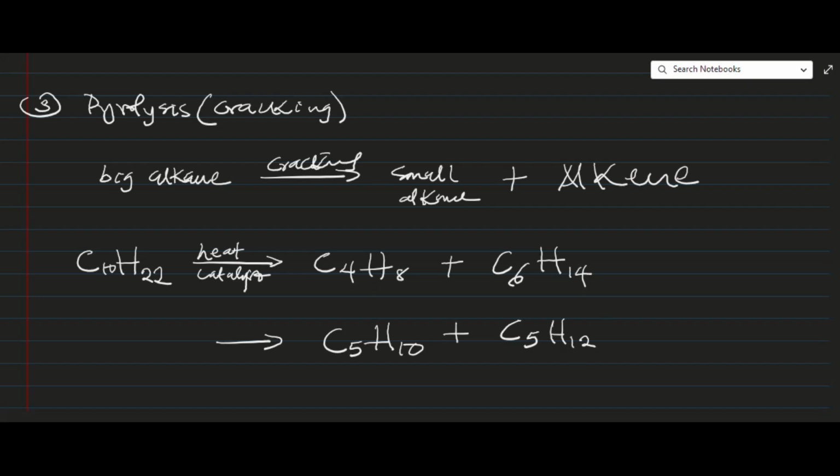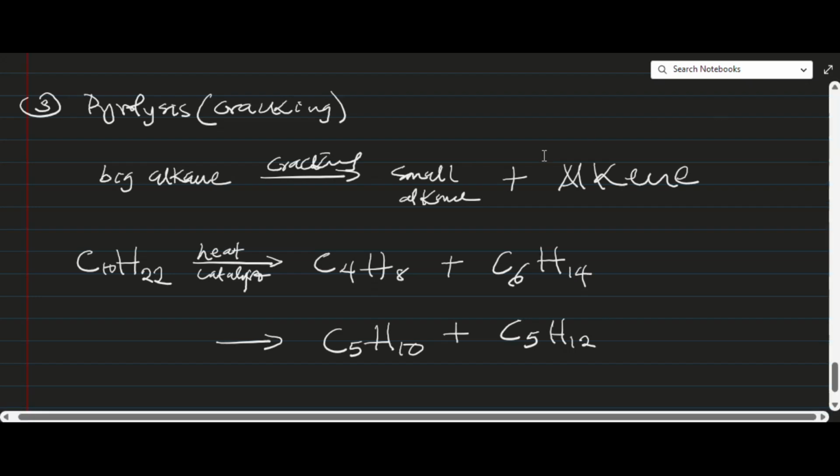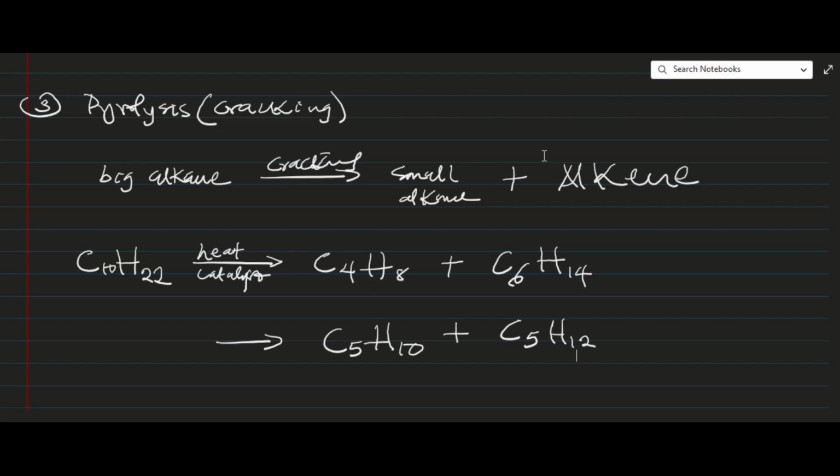And this one ends the video series regarding the alkanes. So we're going to move to the next, which will be alkenes. Alkenes are unsaturated hydrocarbons. We're going to see that as we move on.